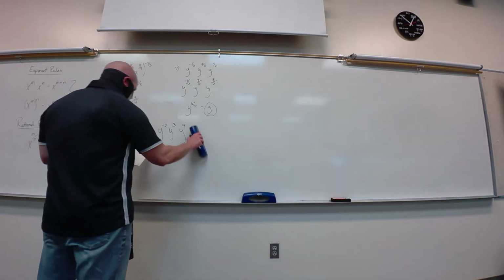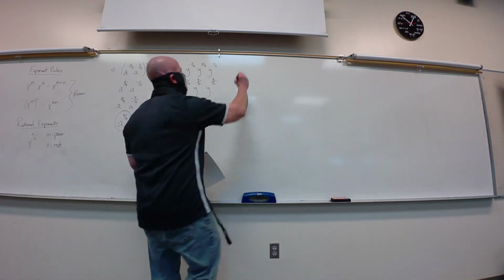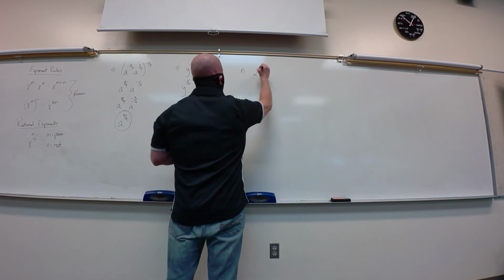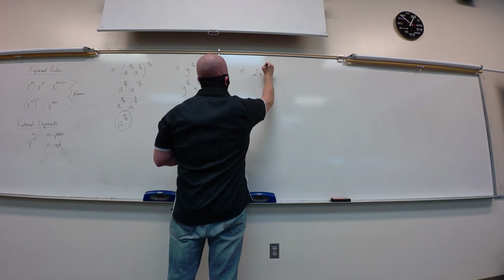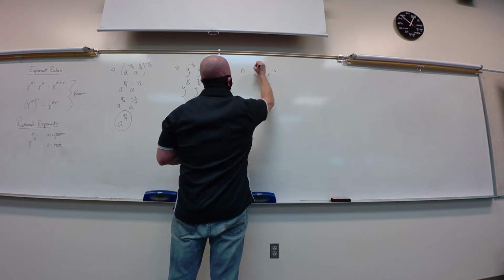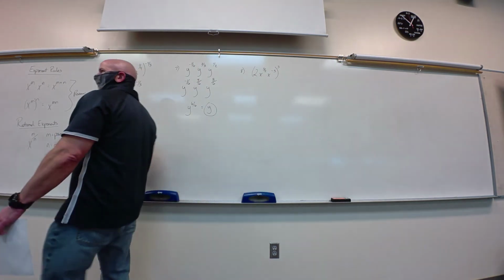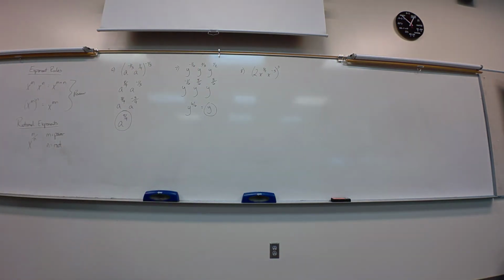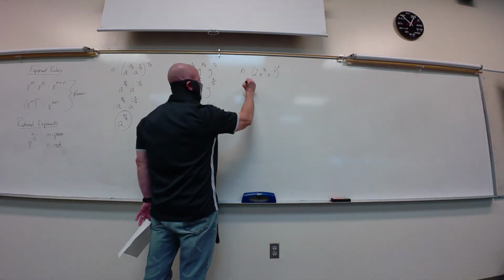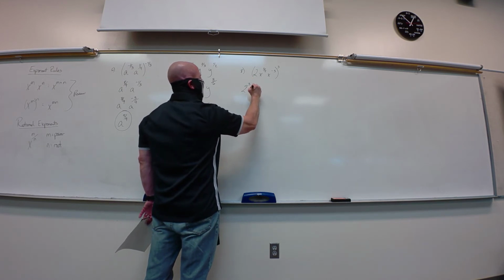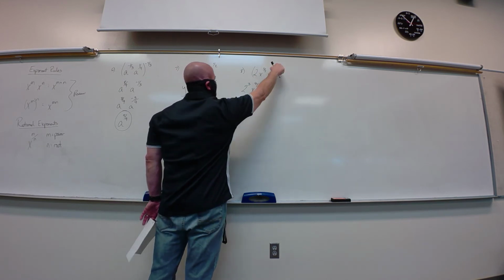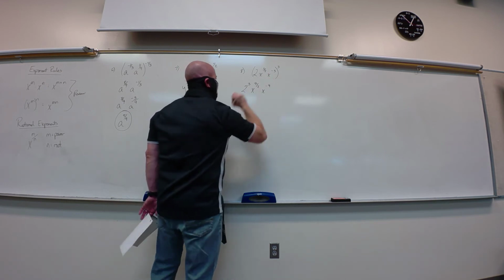If we throw numbers in, let's go 2x to the 3/2, x to the negative 3, cubed. I've still got that power on the outside. I want to take care of that guy first. Bring that 3 in. I'd have 2 cubed, x to the 9/2. 3 times 3 is 9. x to the negative 9.